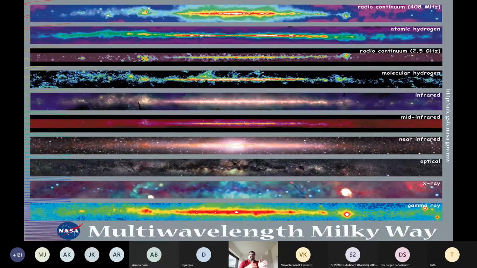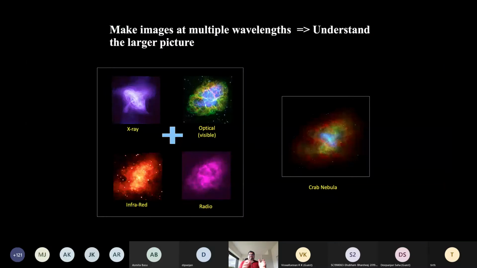Different wavelengths mean different astrophysical processes that are probes to different activities going on in that particular source of your interest. For example, this is a classic picture of the Crab nebula where you have different wavelength bands: X-ray, optical, infrared, and radio. They all look completely different from each other. But when you try to understand what this source is all about, you have to understand it from the composite image created from the different wavelengths.